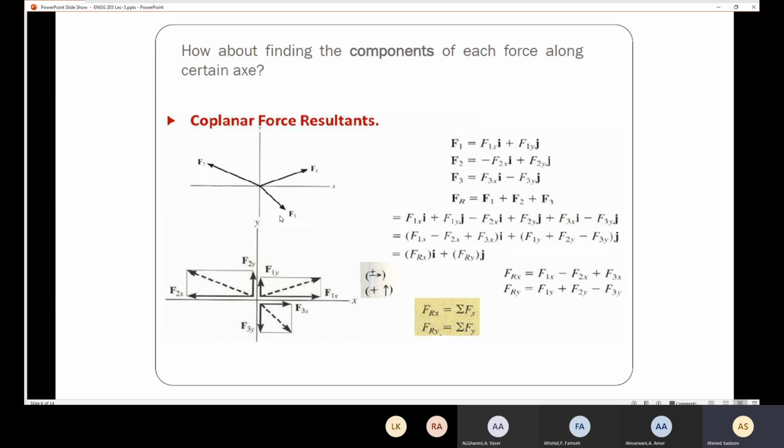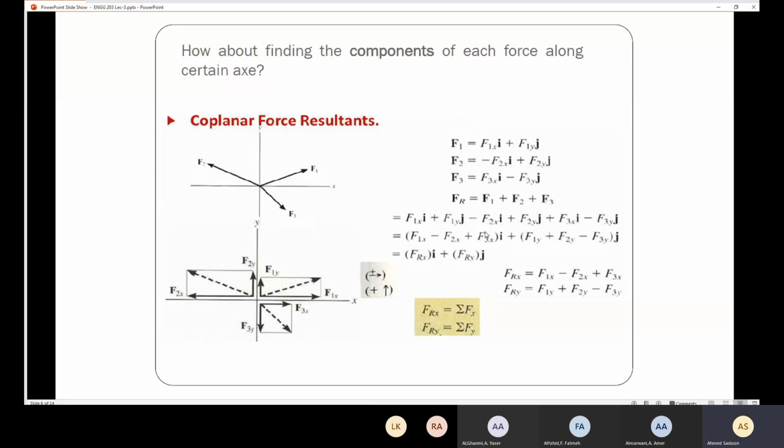Now, how am I going to calculate the resultant for that case? We know that the vector Fr is equal to vector F1 plus vector F2 plus vector F3. So Fr equals F1 plus F2 plus F3, and all of them are vectors. Then I'm going to put all the components like that, and find this one with i, this one with i, this one with i, this one with j, this one with j, this one with j. I'm going to take i as a common factor here.